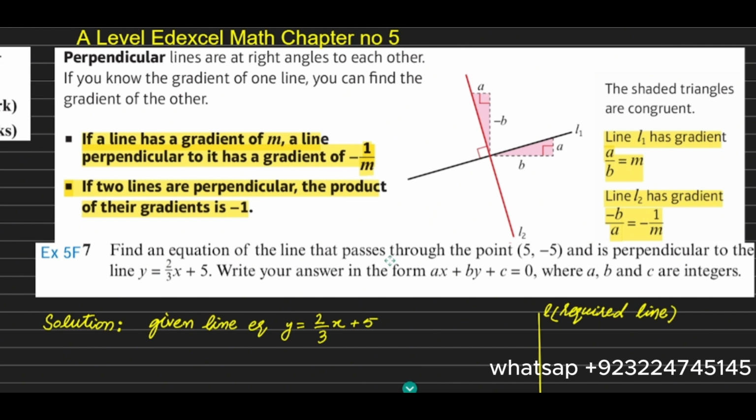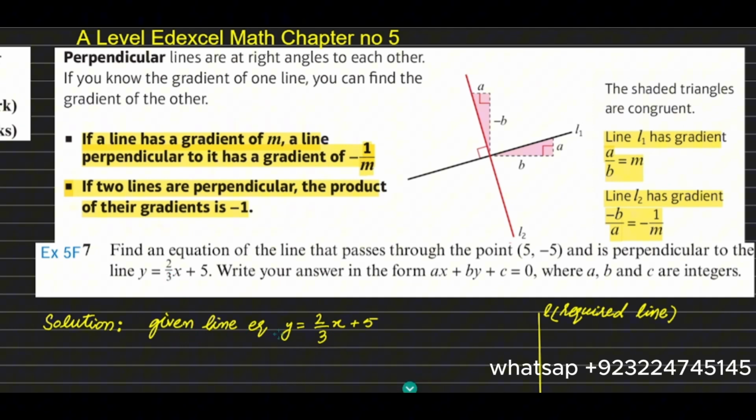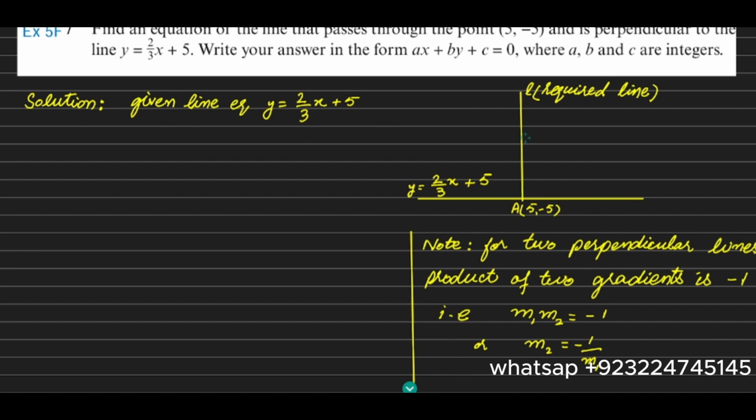Exercise 5, question 7. Find an equation of the line that passes through the point (5, minus 5) and is perpendicular to the line y equals 2 by 3 x plus 5. As the given line is y equals 2x by 3 plus 5, we have to find the required line. Here, this is the given line y equals 2x by 3 plus 5, and this is the perpendicular line, the required line we have to find, and a point lies on it. Now we have to find the equation of the perpendicular line.